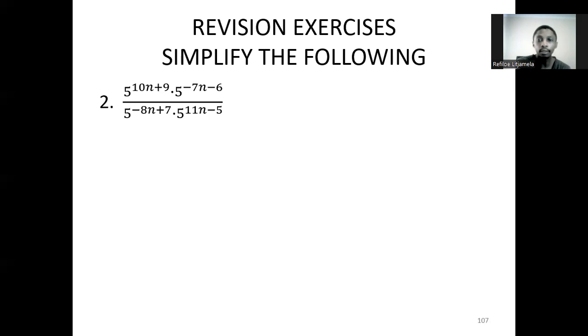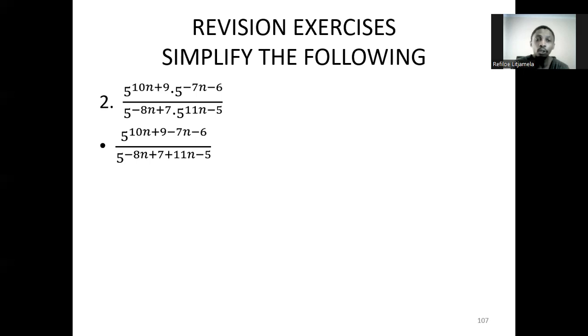Now you realize that here you will simply have to multiply the bases. You represent it as a single base. You add the exponents. In the numerator, you took the first exponent, which is 10n plus 9. You add a negative number, and when you add a negative number, it will just stay negative. So you'll have to add minus 7n and minus 6. In the denominator, I took minus 8n plus 7, and I added 11n and minus 5, okay?